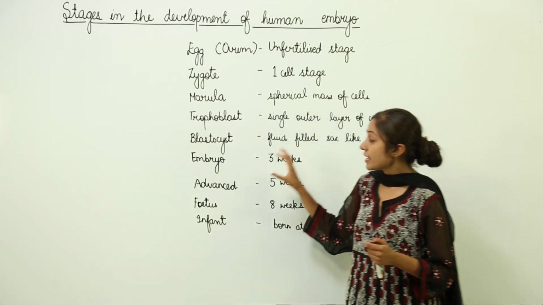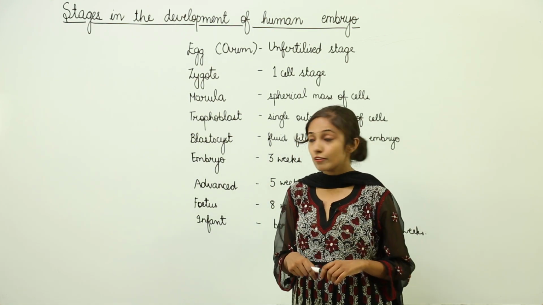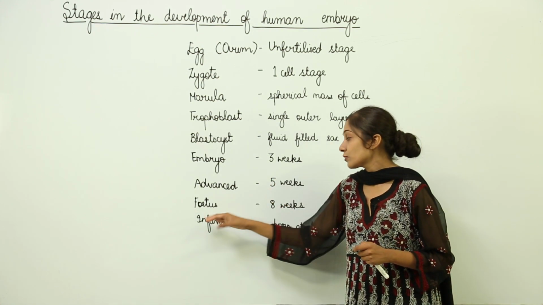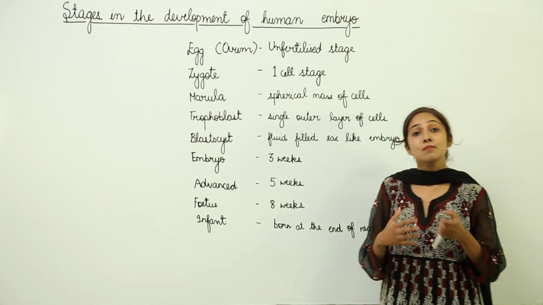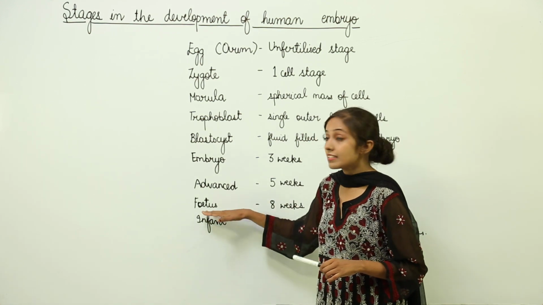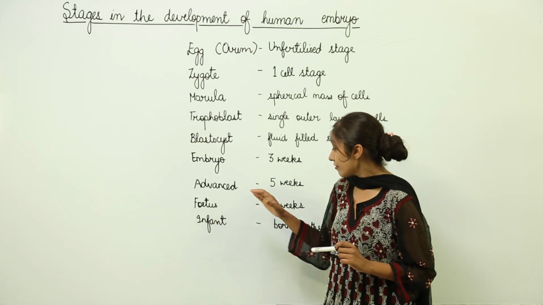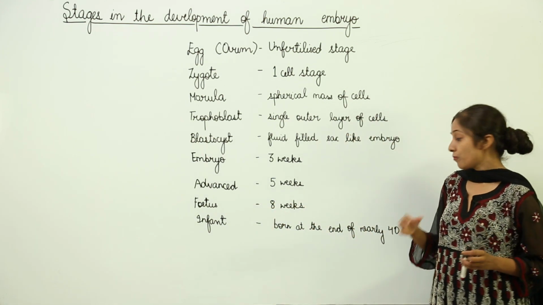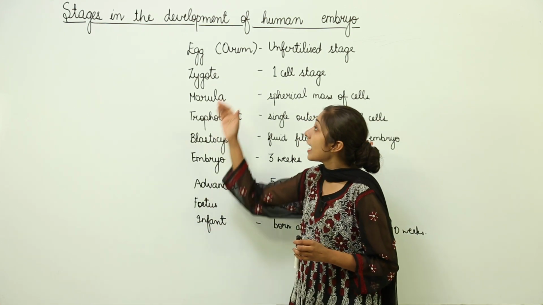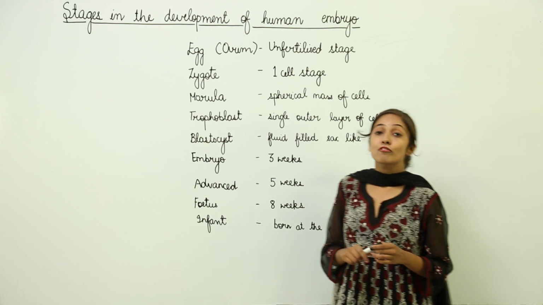Then it becomes advanced when heart and blood vessels are formed when it is 5 weeks old. After this, it's known as fetus when it is 8 weeks old, means now the limbs have also developed, and the appearance of the fetus is like a human being now. After this, when the baby is born at the end of nearly 40 weeks, it's known as an infant. So these are the stages in the development of human embryo.